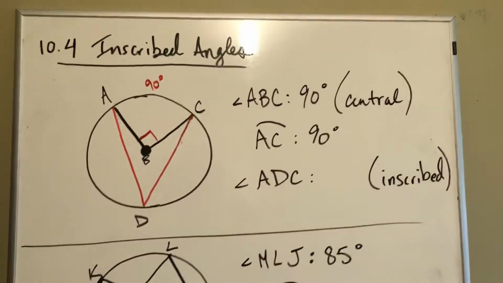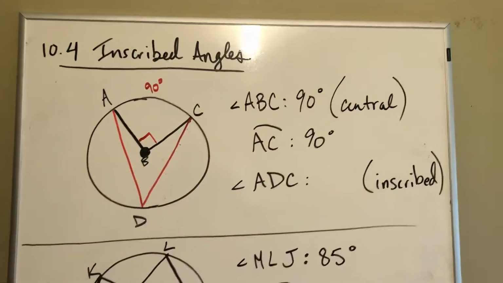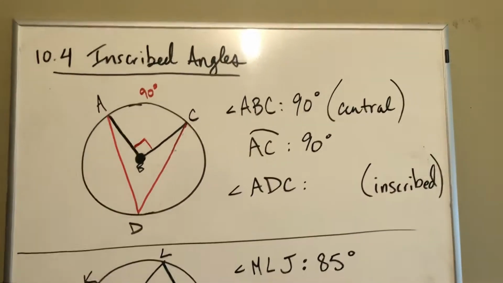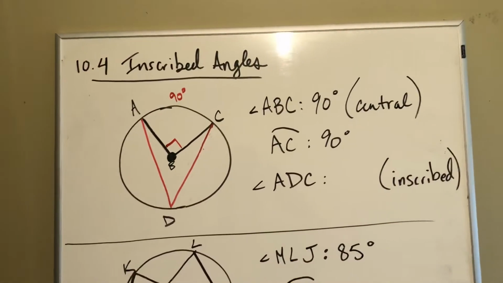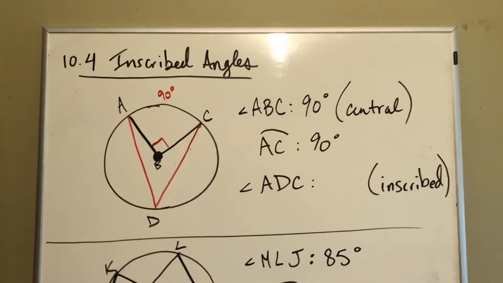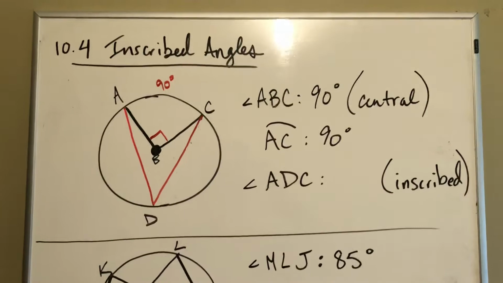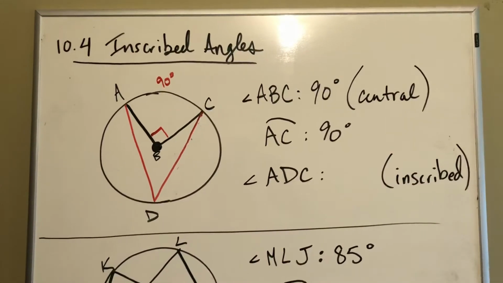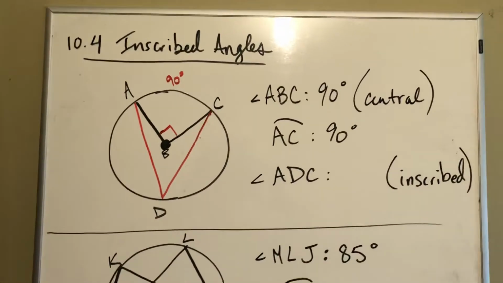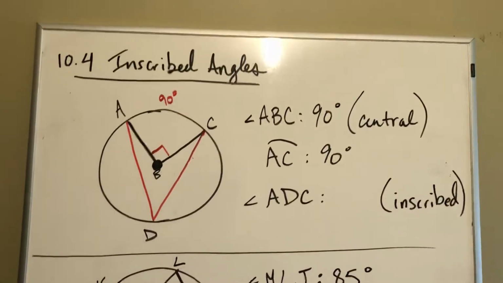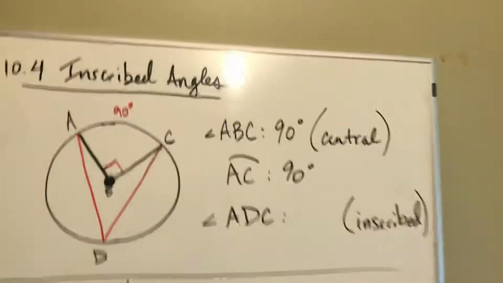However, if you look down at the vertex D, that does not look like a 90-degree angle. It's certainly smaller, it's an acute angle. So the principle we're going to be going by here is that the inscribed angle is always going to be exactly half of the measure of the arc that it forms. So in this case, all you have to do is divide 90 degrees by 2, and we get a 45-degree angle.